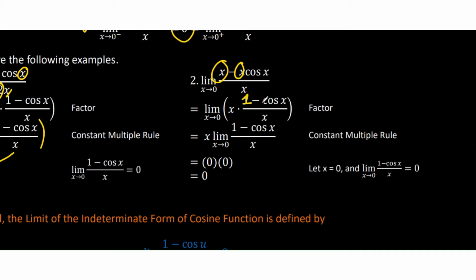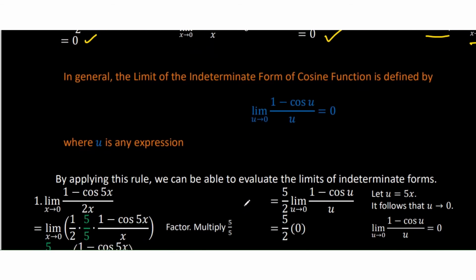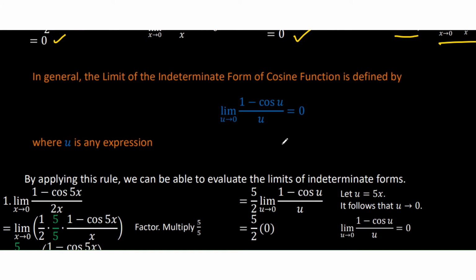Now, the second example, we can separate x here, factor it out. So, ano naiwan? 1 minus cosine x. So, itong 1 minus cosine x, limit of 1 minus cosine x over x as x approaches 0 is simply 0. Okay? Now, let x be equal to 0. So, 0 times 0. That is 0. Now, in the general rule, the limit of the indeterminate form of cosine function, special limit, is defined by limit of 1 minus cosine u over u as u approaches 0, and that is equal to 0.